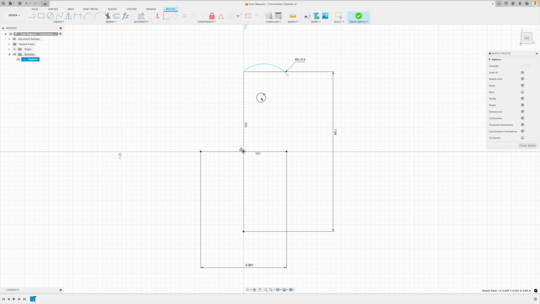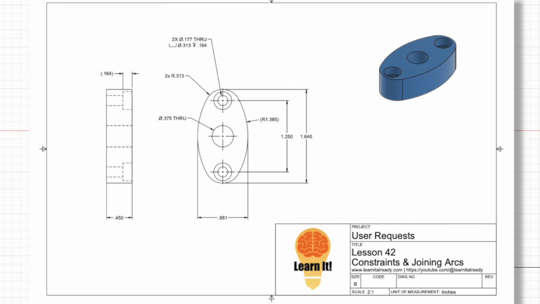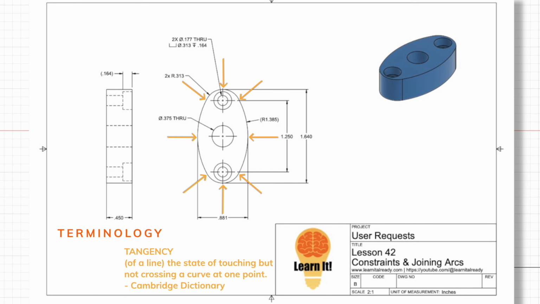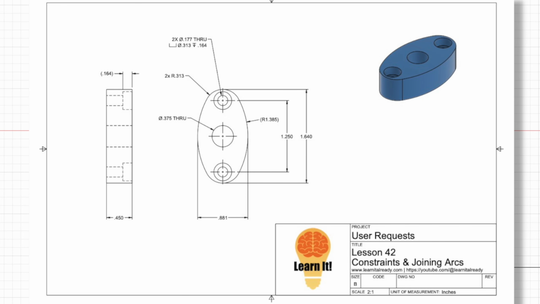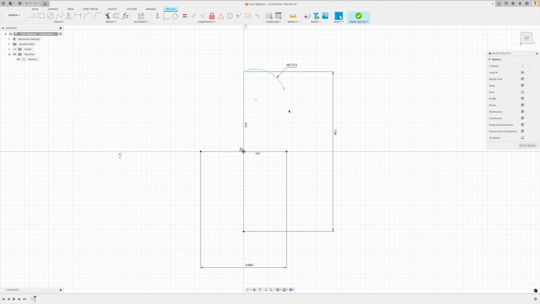Now, interesting. When we look at the drawing, we see that all of the curves are perfectly smooth. Where they meet up with the next curve, it's perfectly smooth. And in mathematical terms, this is called tangency. So for the sake of this tutorial, to keep the definition of tangent as easy as possible, just picture a line and a curve, or two curves, two arcs, meeting up perfectly together so it has a perfectly smooth transition.